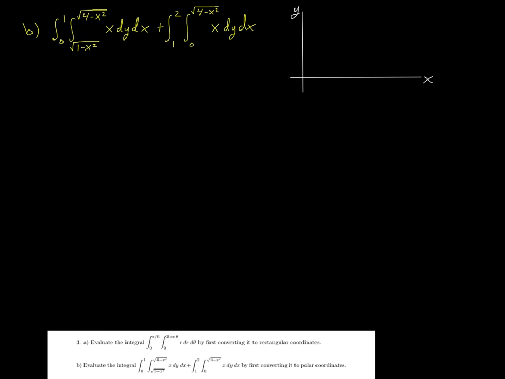And notice the integrand in each integral is the same, it's x. And in our first integral, we're letting y vary from the square root of 1 minus x squared, and that's just the top half of the unit circle, up to square root of 4 minus x squared, and that's the circle centered at the origin of radius 2. And x is varying from 0 to 1 in the first integral, and then from 1 to 2 in the second integral. So altogether, it's going from 0 to 2.